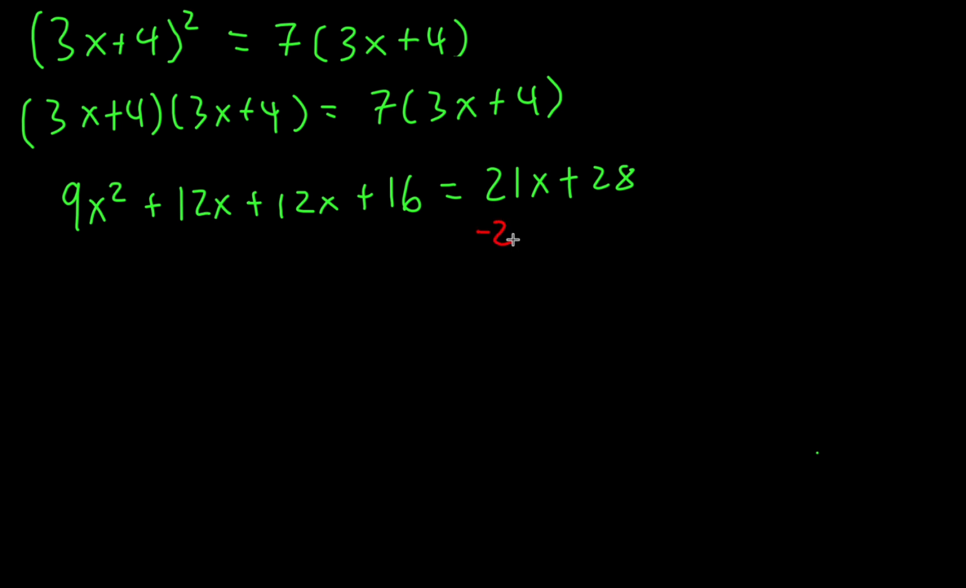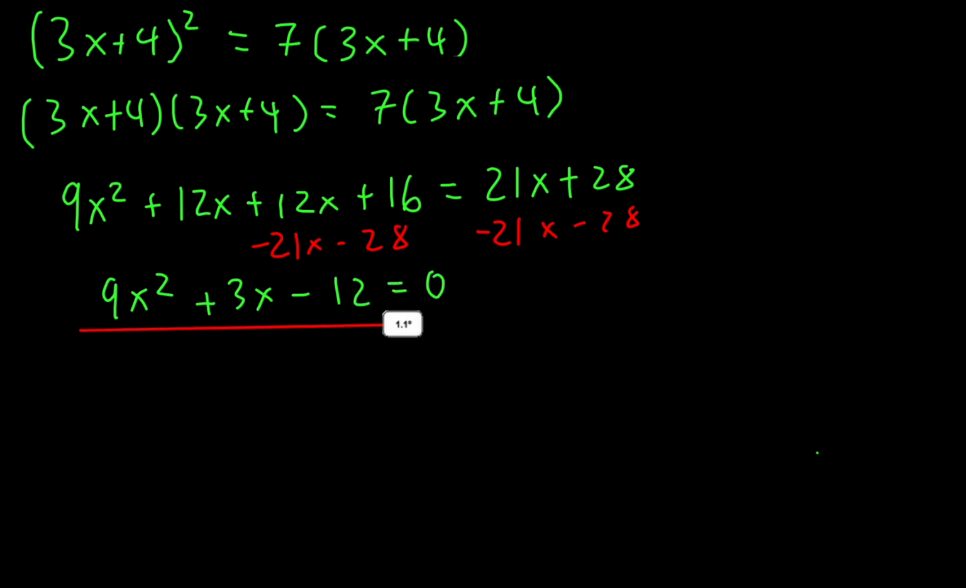Then I want to bring all the like terms on the same side, so I'm going to minus 21x and minus 28 on both sides of the equation. And if we do that and collect like terms, we're going to be left with 9x squared plus 3x minus 12 equals 0. And I can see that I can actually common factor 3 from both sides of the equation, and I'm going to be left with 3x squared plus x minus 4 equals 0. And this will be a very easy factoring.